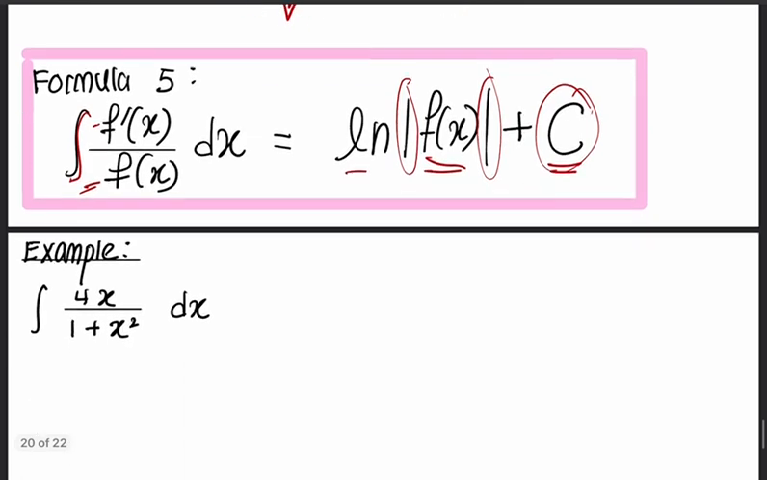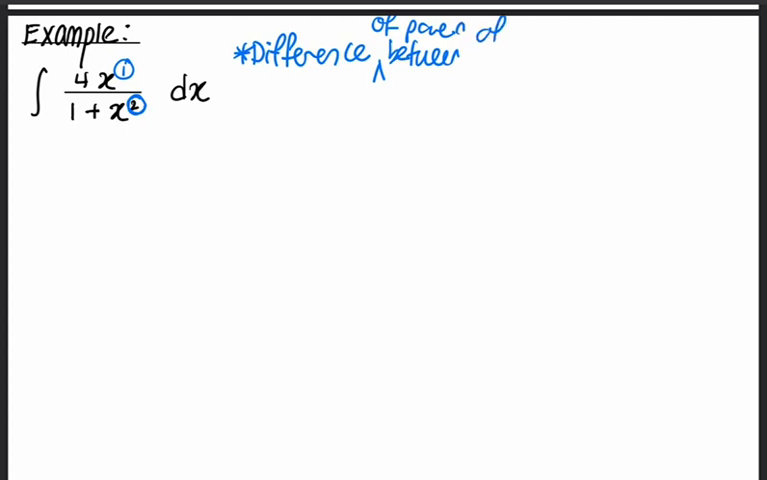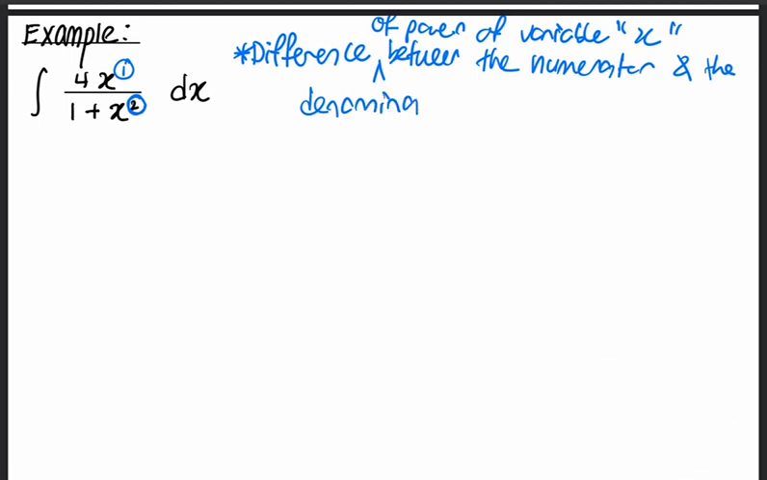Alright, so let's look at an example here, where we integrate 4x plus 1 over 1 plus x squared. If you look at it like this, definitely don't panic, okay? You can see the denominator part is actually x squared, and the numerator is actually x to the power of 1. The difference, you must look at the strategy, the difference of the power of variable x between the numerator and the denominator is 1.